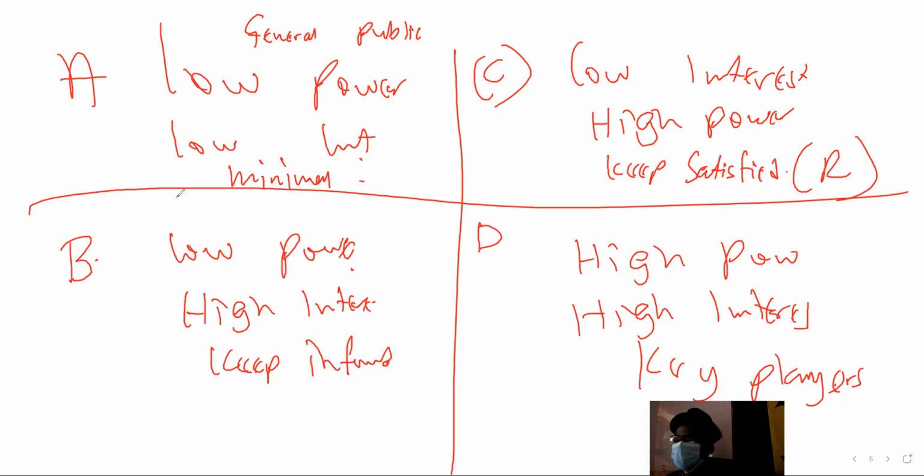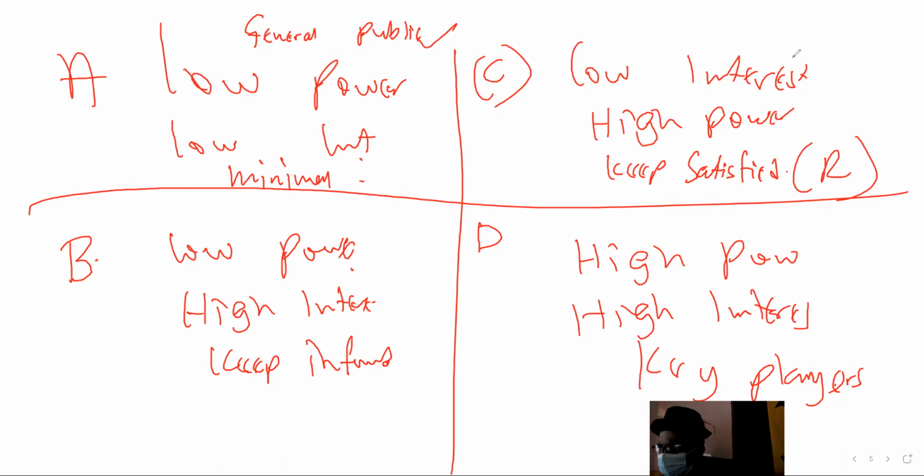All these stakeholder groups have what? Minimal effort. They can only talk. They can only demonstrate, but they don't have power to shut you down. Take notice of that. So general public is one.